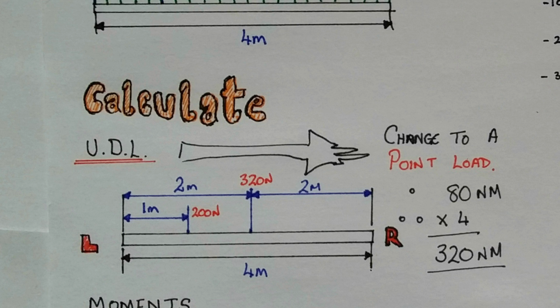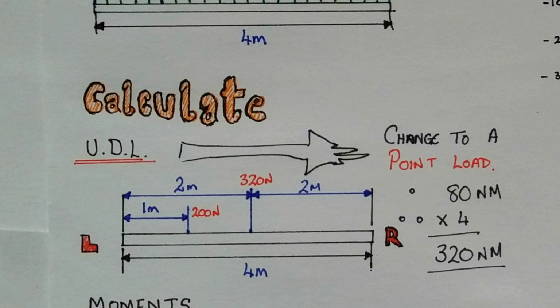In this case it's quite easy. We have a uniform distributed load moving all the way across the beam. So half or 50% of 4 meters is 2 meters. So therefore right in the center of the beam we could place 320 newtons.